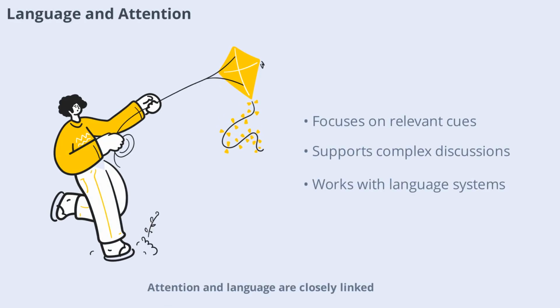Attention and language are closely linked. We need to focus on relevant information, ignore distractions, and shift attention as conversations unfold. Attention helps us follow complex discussions, pick up on subtle cues, and respond appropriately. Research on attention and language processing reveals how these systems work together to support effective communication.